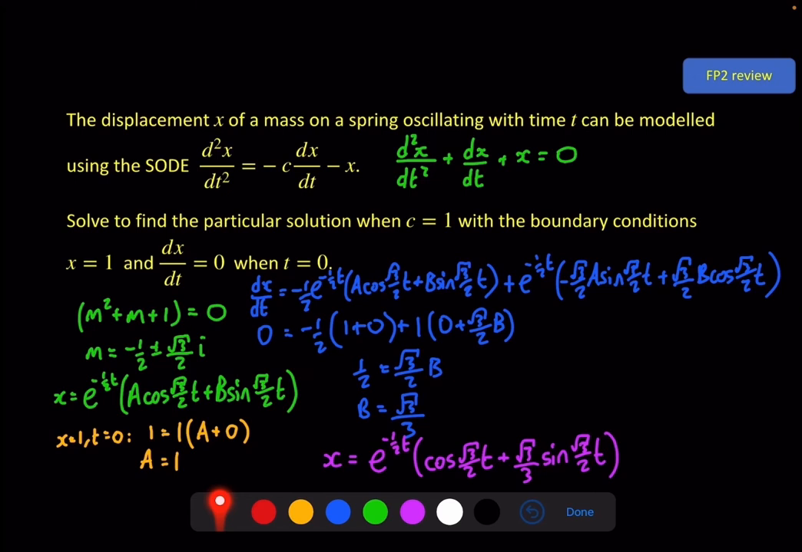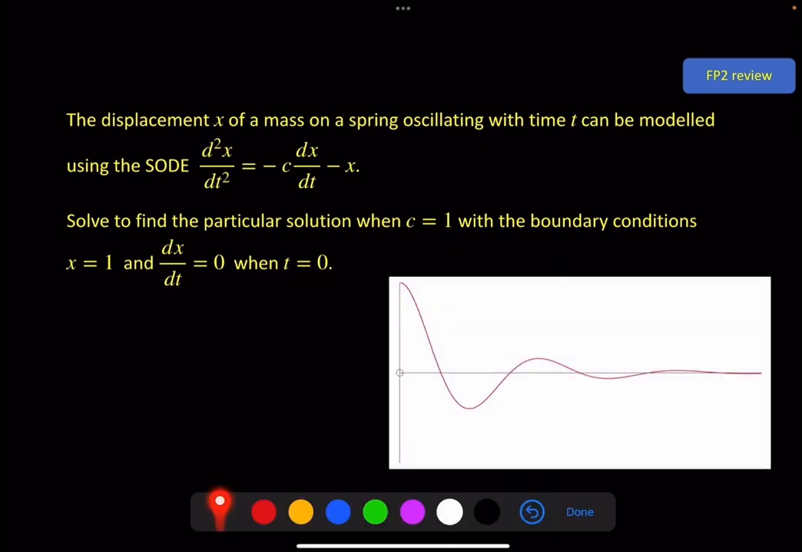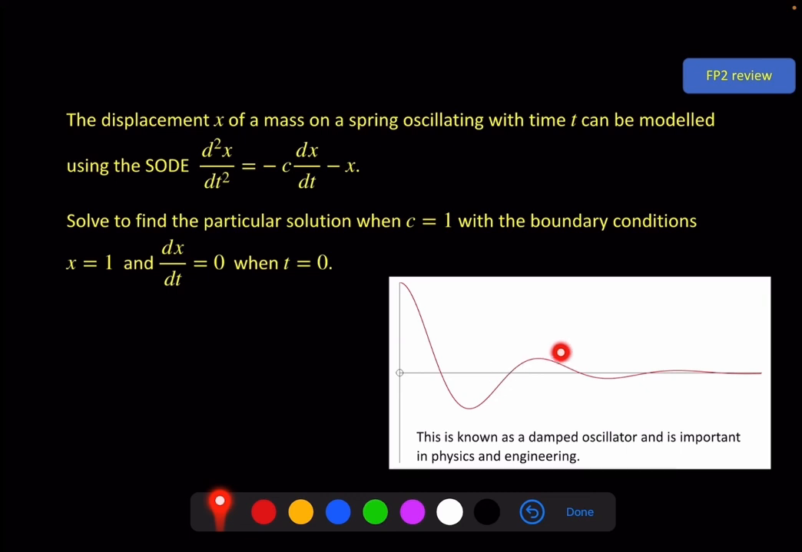If I clear this off for a second, I can show you what the graph looks like. Here we go. And this is important to note because this is known as a damped oscillator. It's oscillating, going backwards and forwards, but as it does so, the amplitude gets smaller and smaller and smaller. That's the damped part. And that's quite important in physics and engineering.